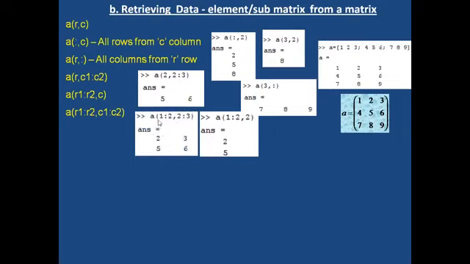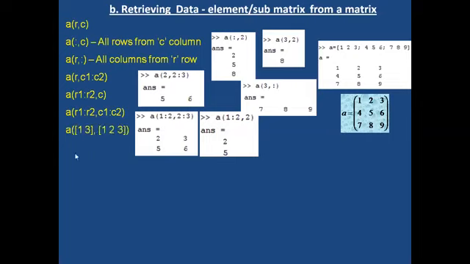Here the example is A(1:2,2:3). That means rows 1 to 2, so you take the first row and the second row. And the column requirement is 2 to 3, so you take columns 2 and 3. That means you will get only this portion: 2, 3, 5, 6. So that is the meaning of A(R1:R2, C1:C2).